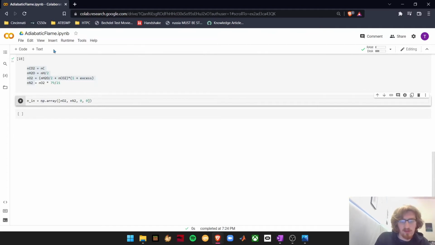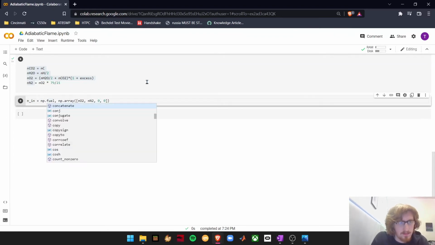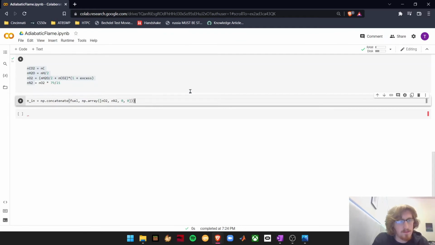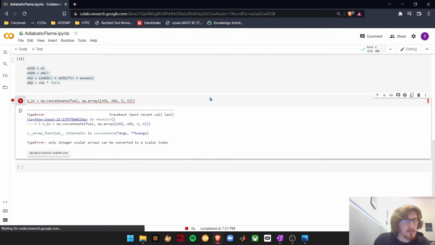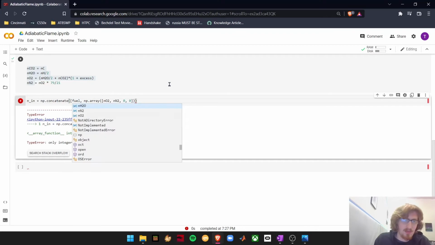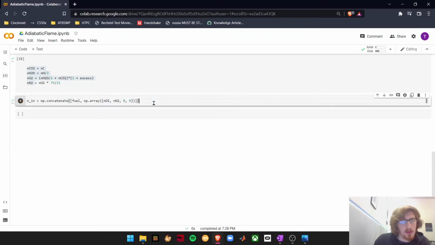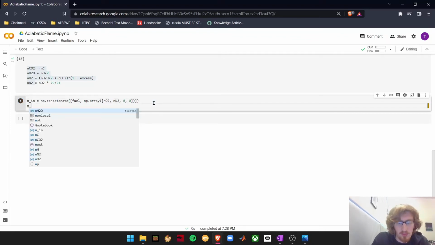Then we also have our fuel array. And all we need to do is concatenate these. And all that is joining two arrays along the same axis. I probably forgot a bracket somewhere. I forgot to put these in brackets. You need to basically say, I want this all as one big array. There we go. And then we can do the same thing for the number of moles out.